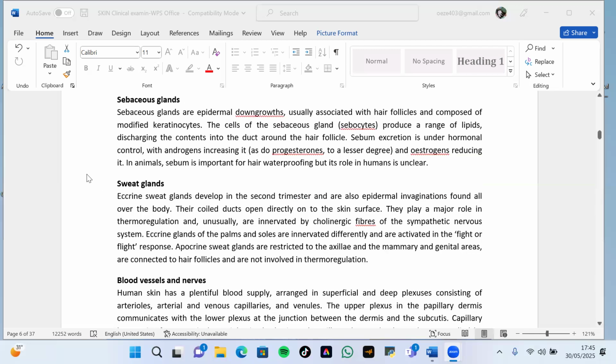Another structure found in the skin is the sweat gland. Eccrine sweat glands develop in the second trimester and are also epidermal invaginations found all over the body. Their coiled ducts open directly onto the skin surface. They play a major role in thermoregulation, that is, control of temperature. That's why you are able to sweat when you feel very hot. When your body temperature is high, you sweat more to bring it down. And you sweat less when you're feeling very cold. And that is under the sympathetic nervous system.